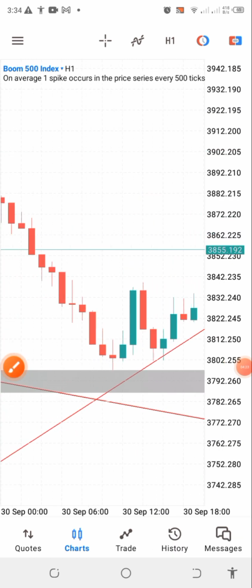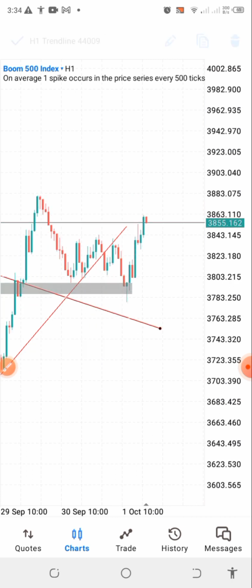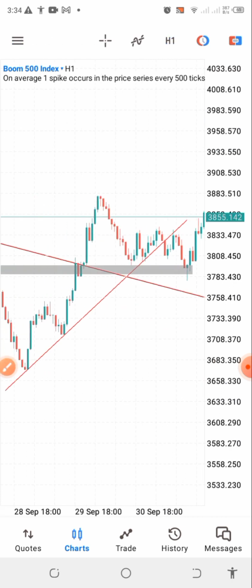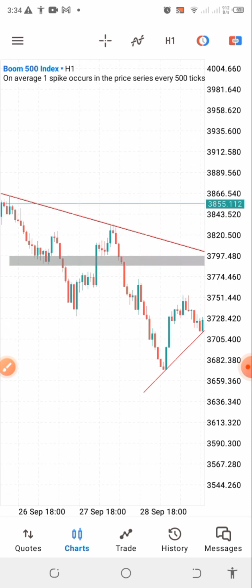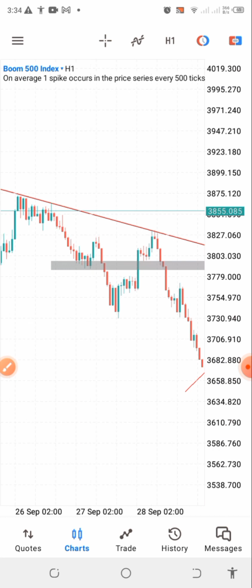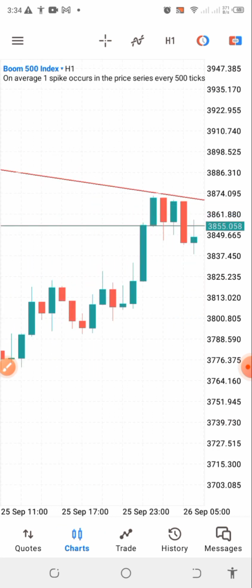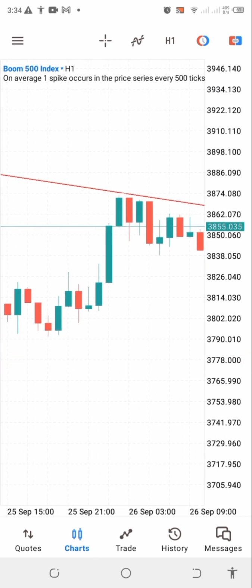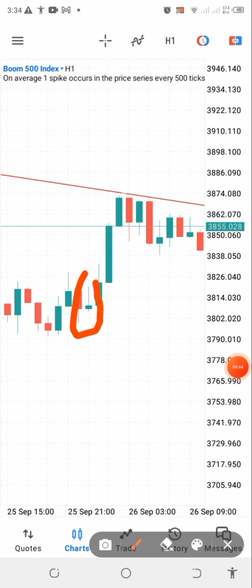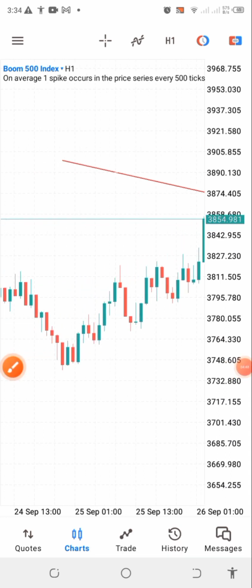Now the second one that I talked about is the reverse hammer candle. Let me scroll to show you the inverse hammer candle. So now we have the inverse hammer candle right here, which you are seeing right here. This is how the inverse hammer candle looks like. You need to see it.